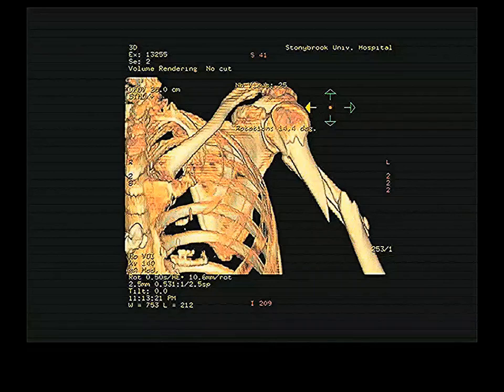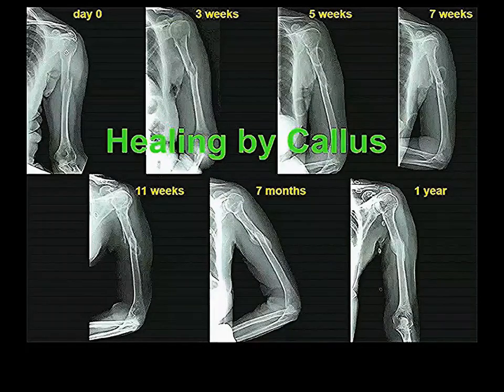was not really a candidate for plating and screwing, which is what you would like to do if you could, partly because of all the little splinters here, but partly because if they had stabilized the shaft of the humerus with a plate, that would put extra stress on the surgical neck, and it would probably get worse. So this was treated by putting this individual in a sling and saying, come back in a year and you'll be fine, essentially. Here's the healing process.